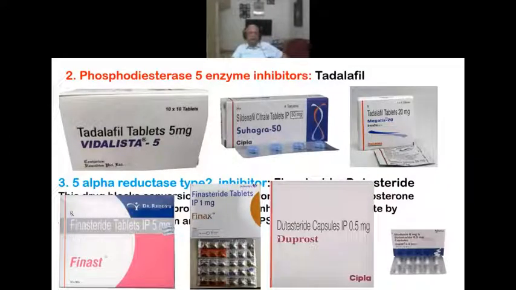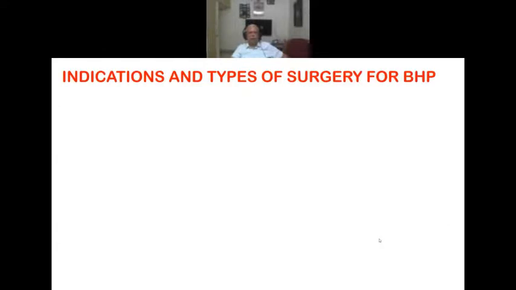It is also available in combination. Dutasteride is also available in a combination with another partial alpha-1 inhibitor, just like tamsulosin. So this combination works out very well compared to the usual ones.